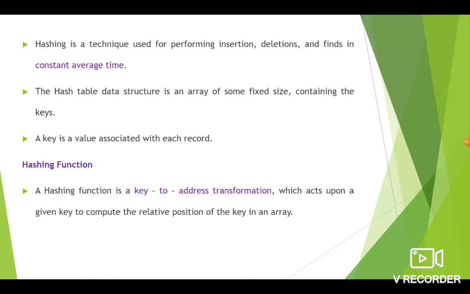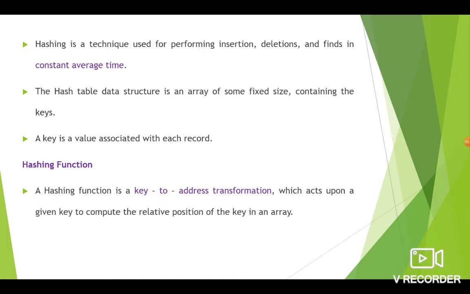The hash table data structure is nothing but an array of some fixed size which contains keys. So what is a key? A key is a value associated with each record.